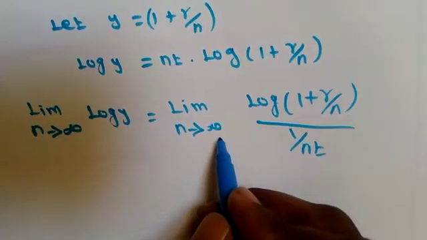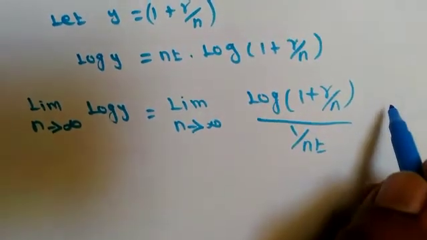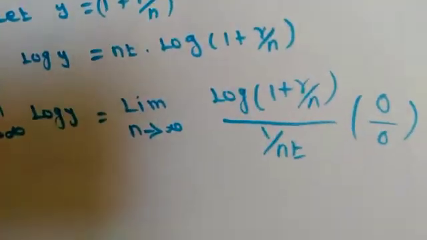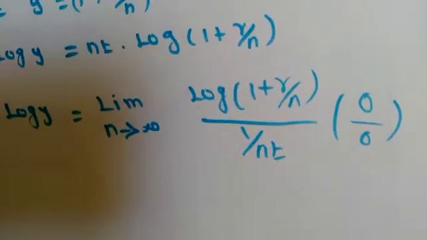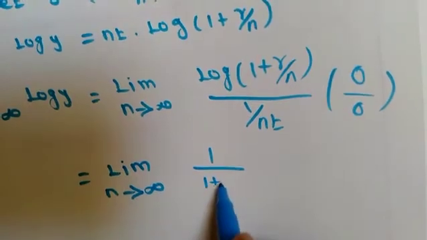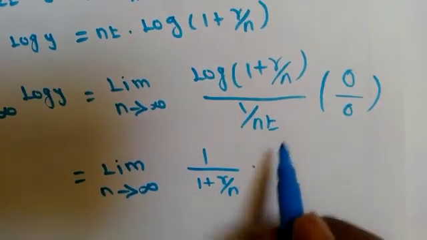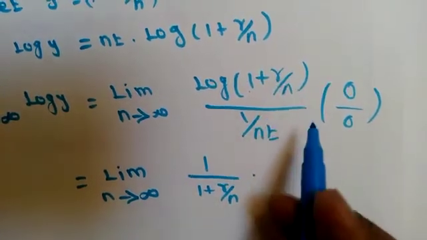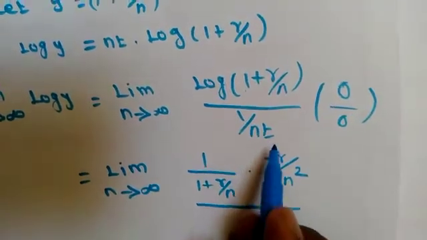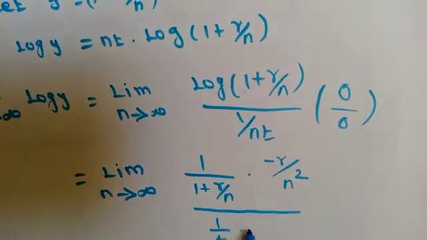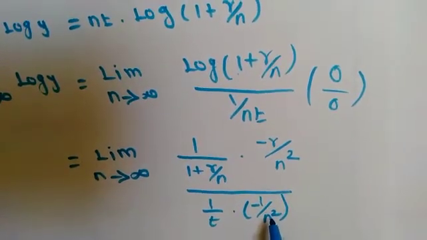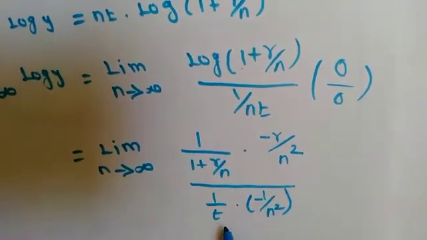Now substitute the limit. n tends to infinity, 1 by infinity is 0, log 1 is 0, so 0 in the numerator, divided by 1/(nt), that is also 0, so 0 by 0 form. So we get an indeterminate form. Indeterminate form means next we are going to differentiate, that is, apply L'Hopital's rule. So that is equal to limit n tends to infinity, the derivative of log x is 1 by x, so 1/(1 + r/n) into the derivative of the inside: 1 is 0, r by n, r is constant, the derivative of 1/n is minus 1/n squared, so minus r/n squared, divided by 1/t constant into the derivative of 1/n, minus 1/n squared. So cancel the term, minus 1/n squared and minus 1/n squared cancel. This t goes to the numerator.